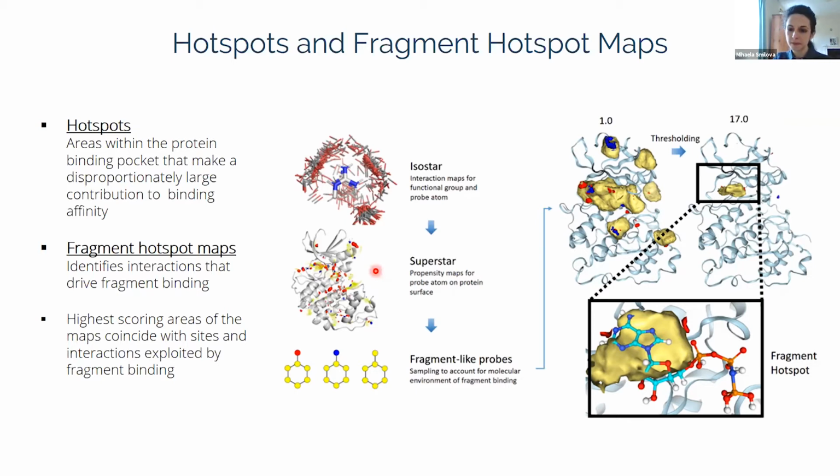And the resulting weighted maps are sampled by 3 fragment-like probes, which are rotated on the protein surface, and this takes into account the molecular context of fragment binding. And then the highest scoring points in the resulting maps co-localize with areas of fragment hotspots. So in this case, it's highlighting the active site of the kinase and also the hinge pharmacophore interactions.